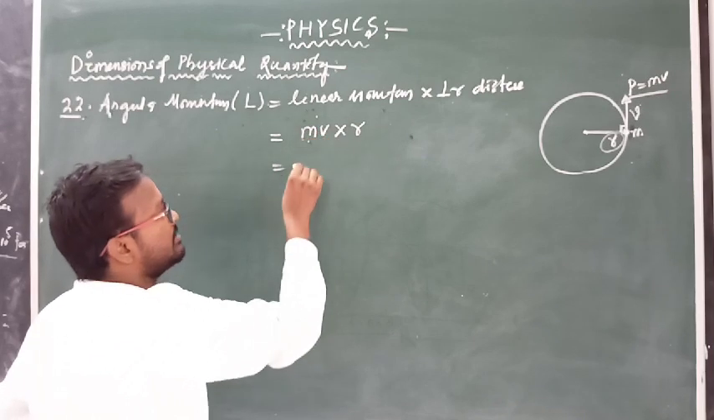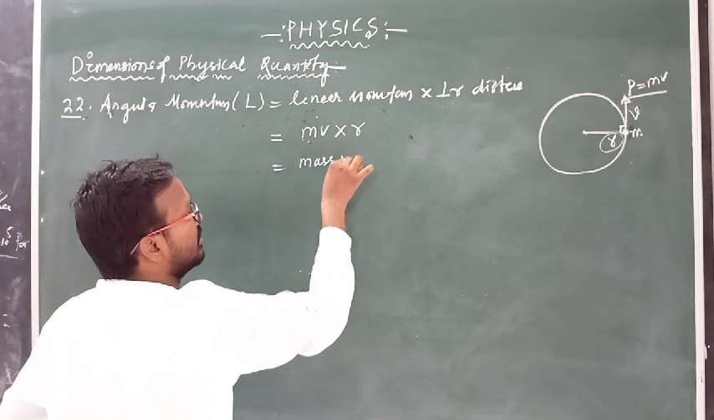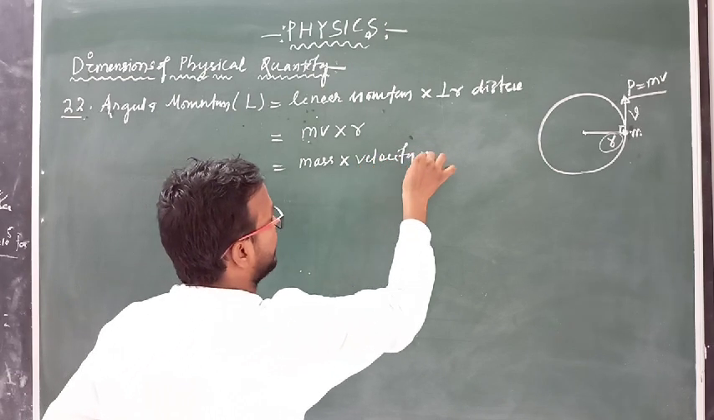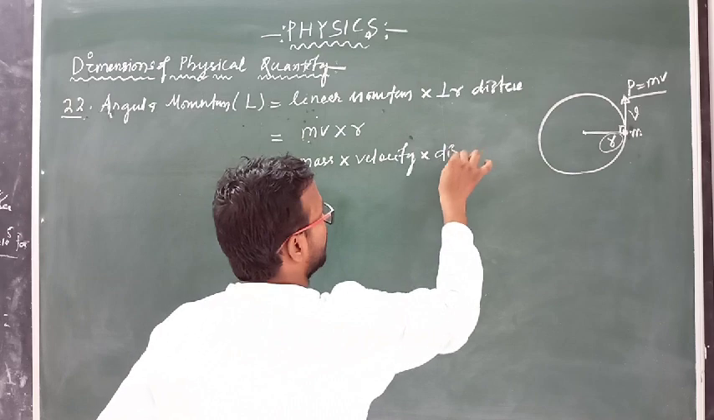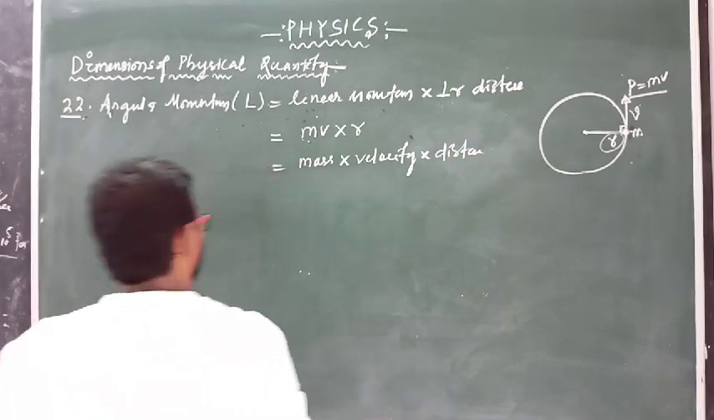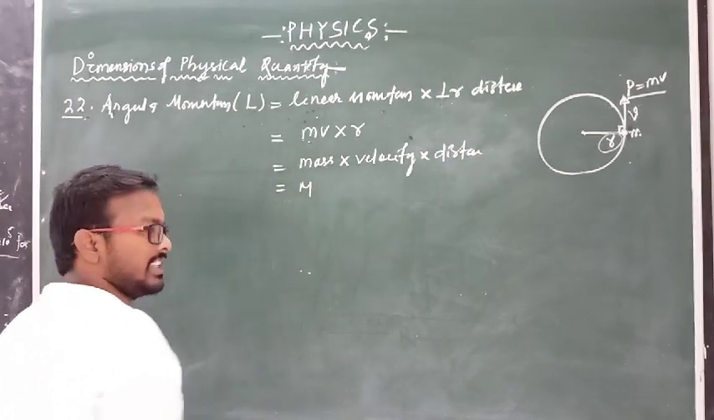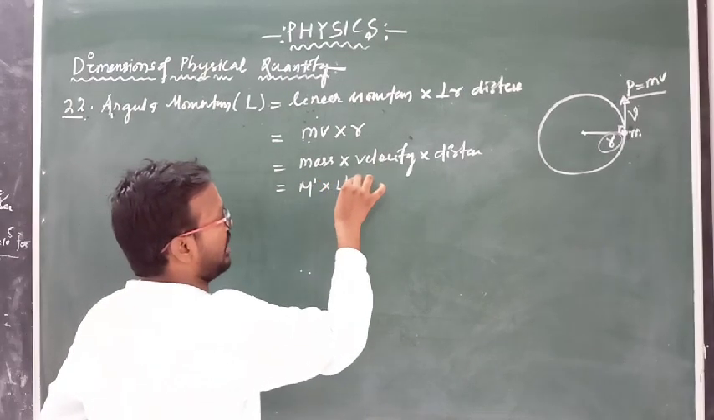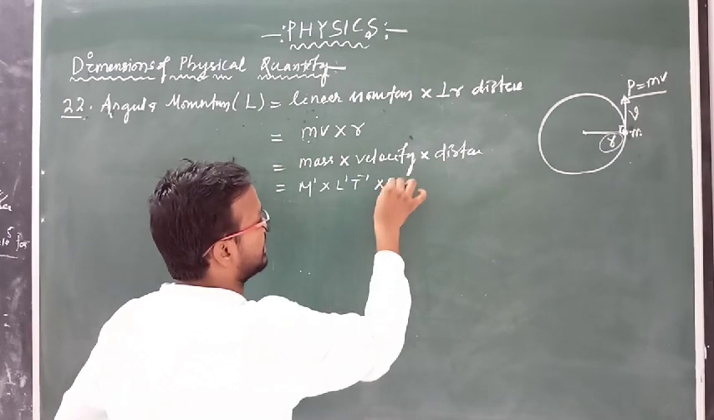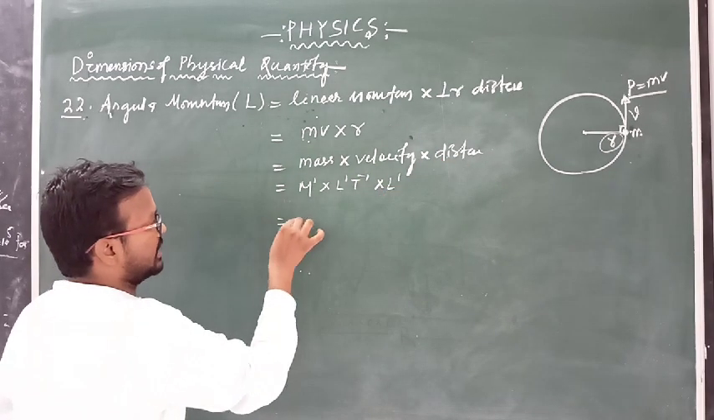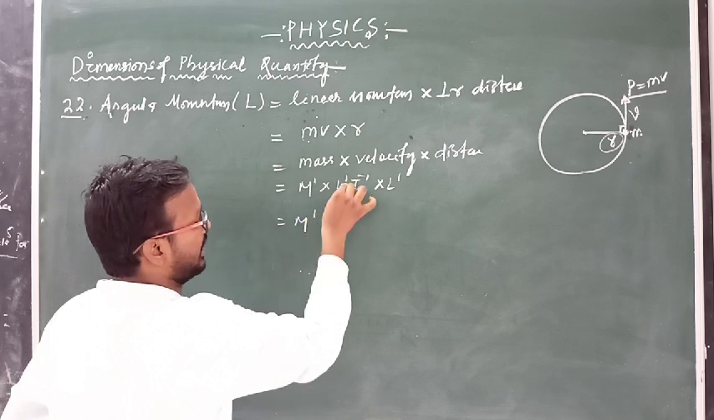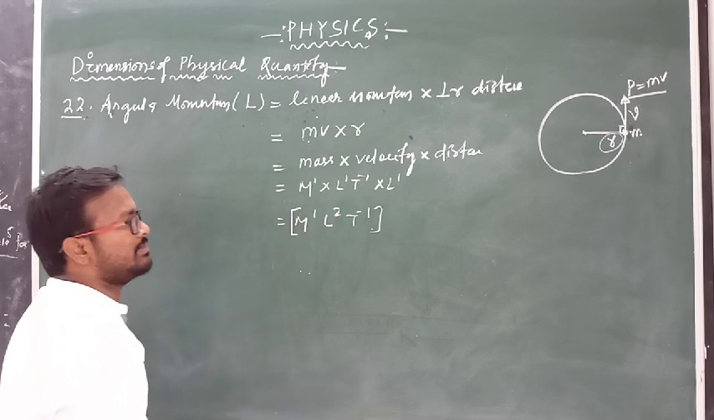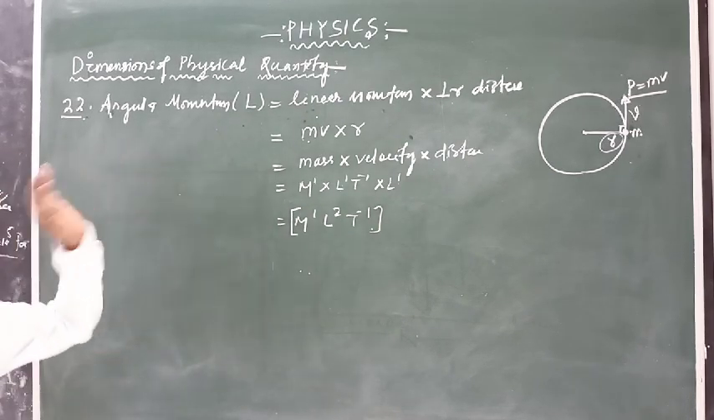We can write the dimension of m. What is m? M is mass, velocity, into r, meaning we have to use the formula of distance. So the dimensional formula of mass is M^1, velocity is L^1 T^-1, and distance is L^1. Now we can write M^1 L^1 L^1 T^-1, that is M^1 L^2 T^-1, as the dimensional formula of angular momentum.